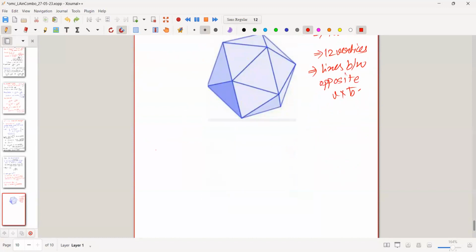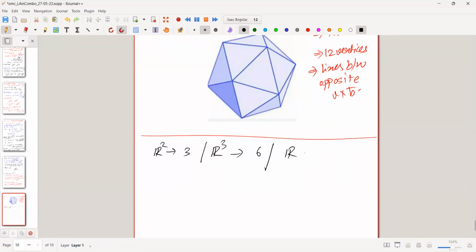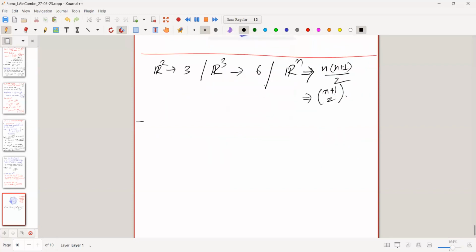Do you sort of see a pattern? This is probably not very hard to guess. For R2, you have 3. For R3, you have 6. Can you guess a pattern for R^n? Okay, I'll just tell you. It's actually just n times n plus 1 over 2, so this is n plus 1 choose 2. Now we will try to prove this theorem.